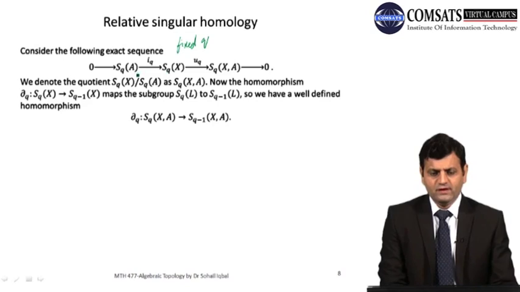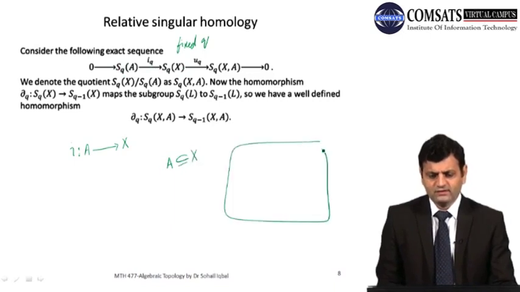Now why is this a short exact sequence? Because we know that we have an inclusion from A to X, and so S_q of A will be contained inside S_q of X. In other words, every q chain in A can be embedded into the q chains of X. So every q chain of A can be considered as a q chain in X, because remember A is contained in X.